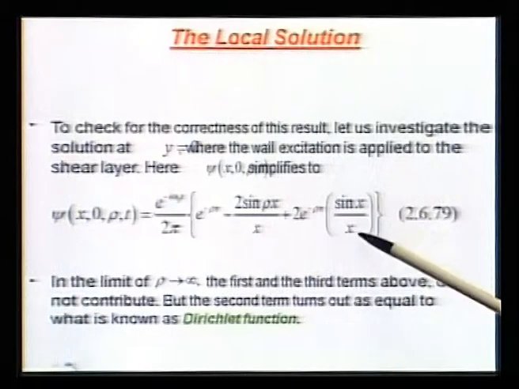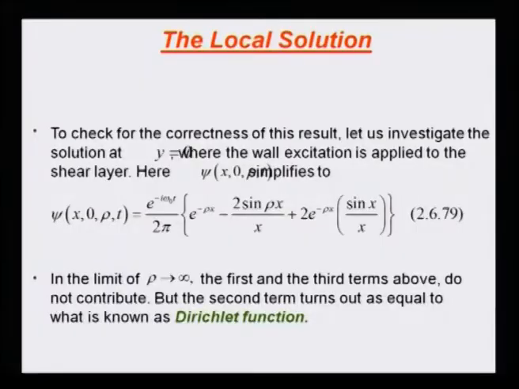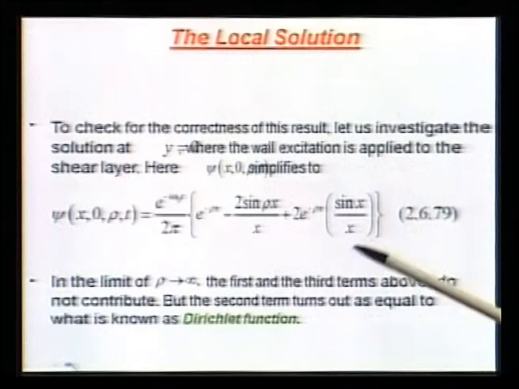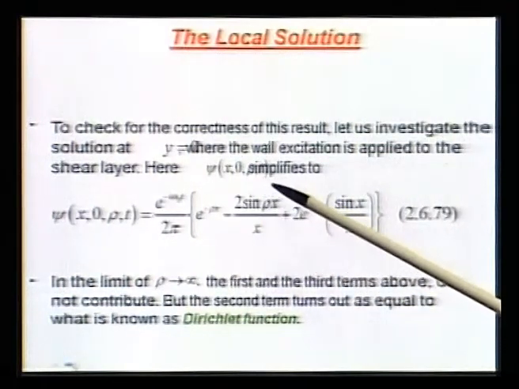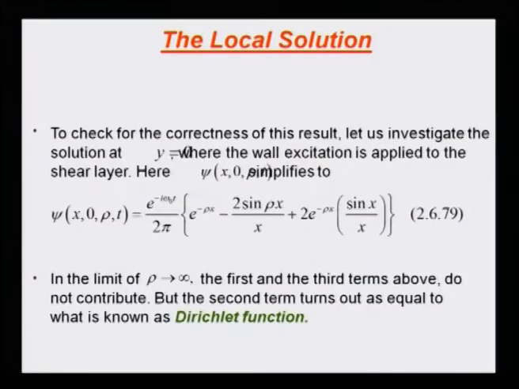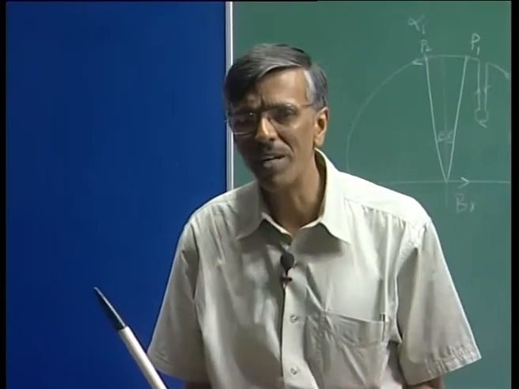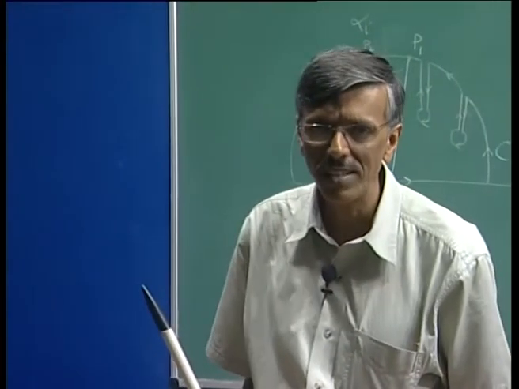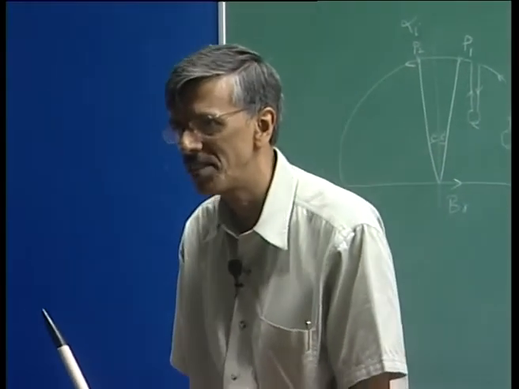So you know sin x by x is of course the sine function. This varies from 1 to 0 and so on and so forth. So this is bounded. What about this? This is a very interesting function. This is a function that is called a Dirichlet function. You know, there are many approximate ways of expressing the delta function. Dirichlet function is one such representation.